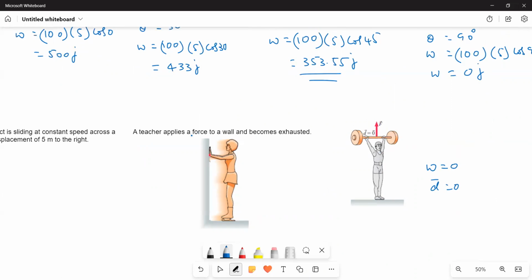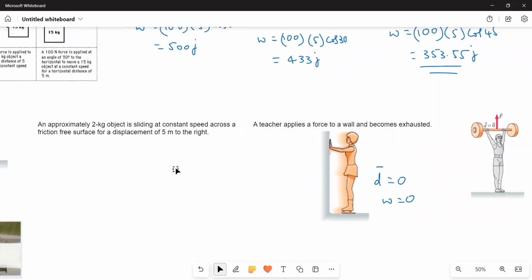Here, a teacher applies a force to a wall and becomes exhausted. Here also, the displacement is equal to 0. Even though the teacher is applying the force, the displacement is equal to 0. Therefore, the work done is equal to 0. Okay, but here you see the applied force. What is the applied force? An approximately 2 kg object is sliding at constant speed across a friction-free surface for a displacement of 5 meters to the right.